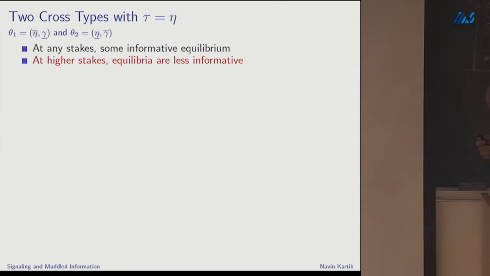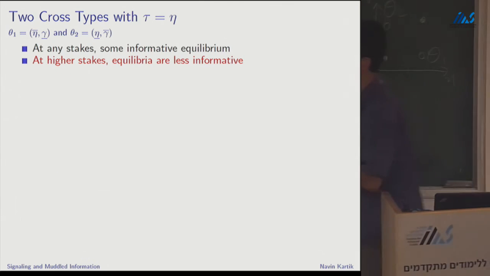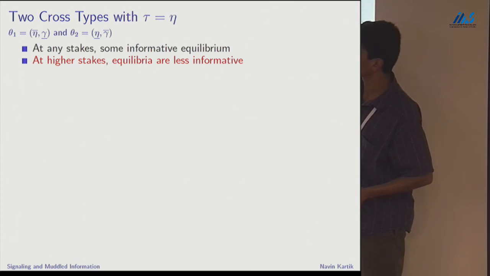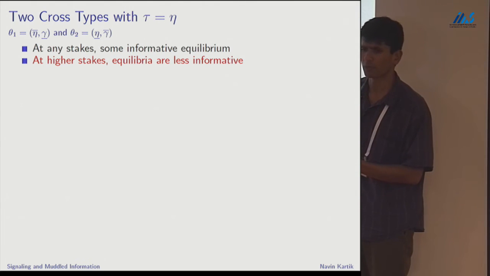So in summary, what we've suggested, obviously not proved, is that at any stakes there's going to be some informative equilibrium, more or less proved that. Higher stakes equilibria are less informative, suggested that. So how does one go about trying to prove this a little bit more rigorously?